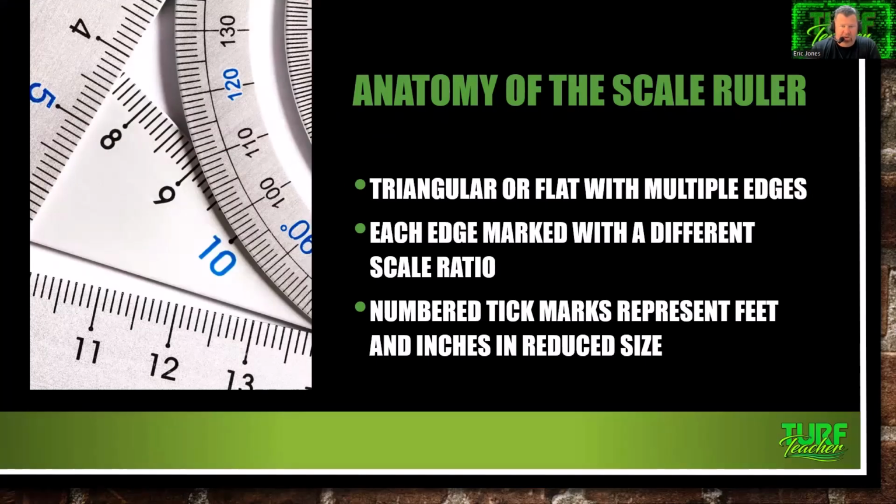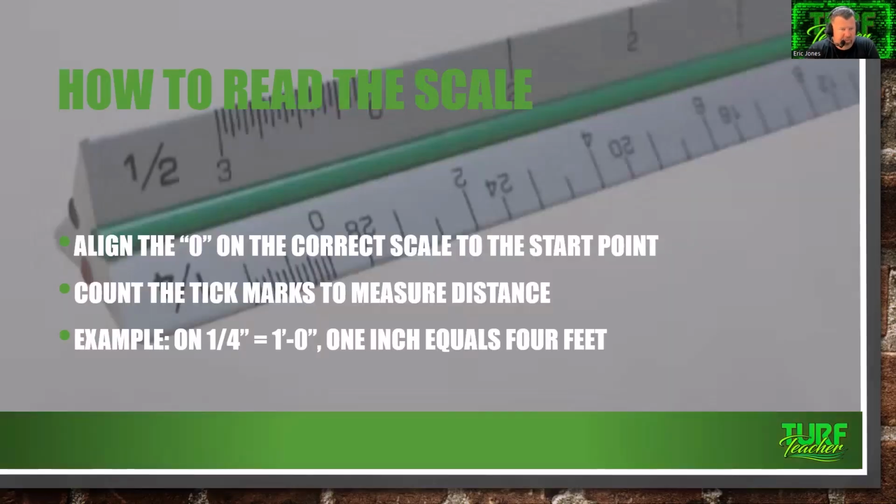So anatomy of the scale ruler, triangular or flat with multiple edges. We'll see a good picture of that here in just a second. Each edge marked with a different scale ratio, and numbered tick marks represent feet and inches in the reduced size. Now, as you can see here, this is the half scale, there's the 1/4 scale.